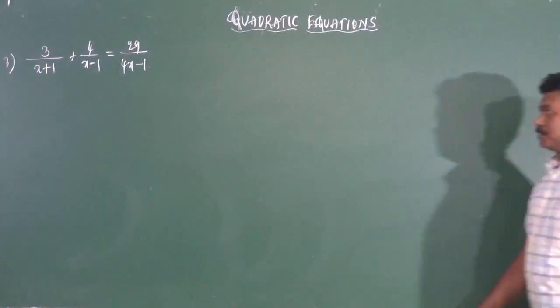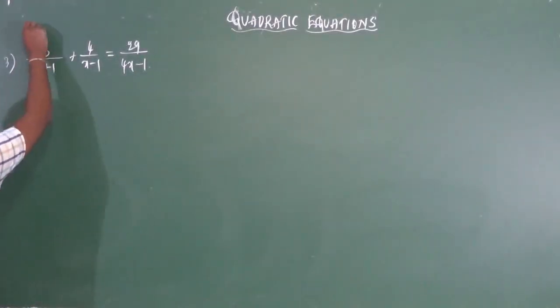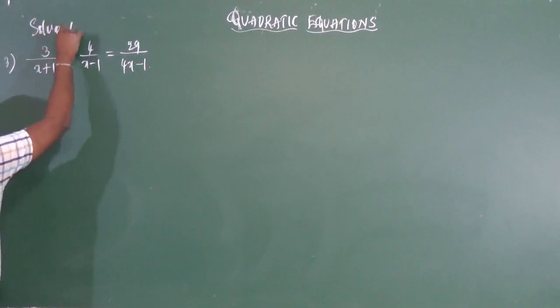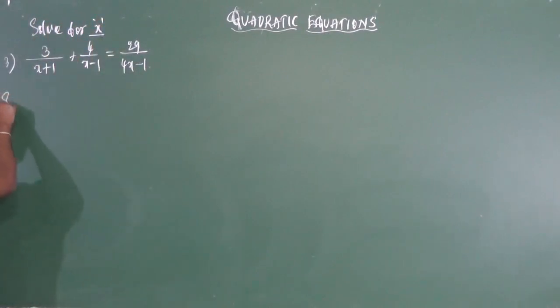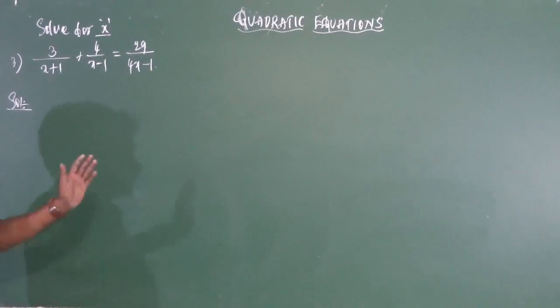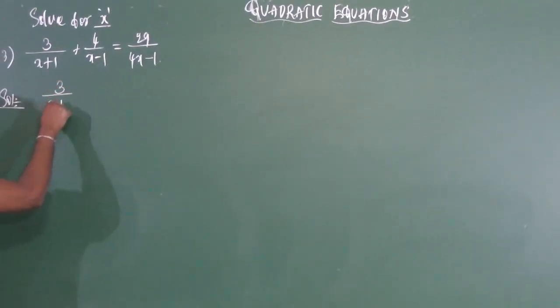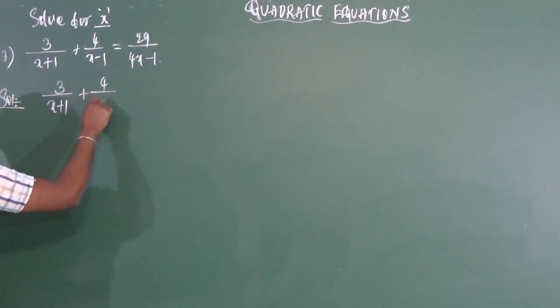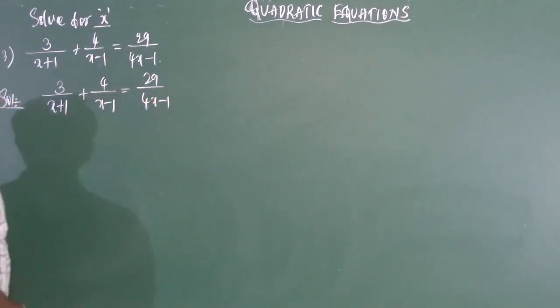Okay, let us get into the third problem, of a similar type. Solve for x. It's not a big complicated problem like the last one. We will go with the normal procedure here. So 3 by x plus 1 plus 4 by x minus 1 is equal to 29 by 4x minus 1.